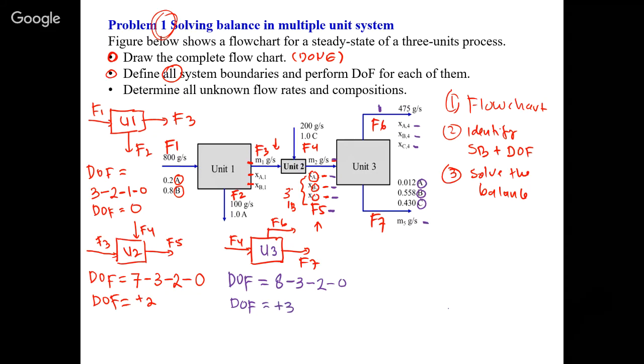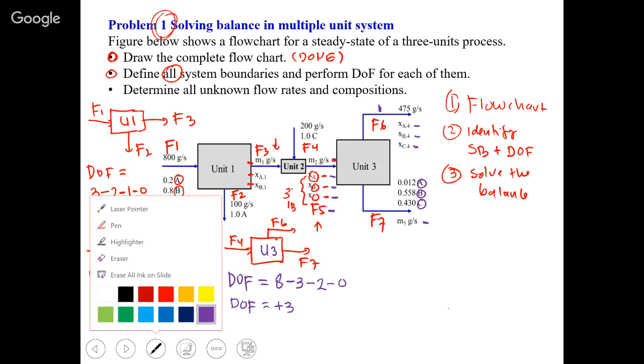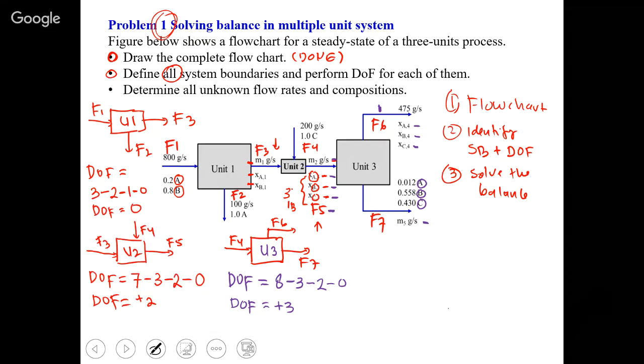Next, what is the other possible boundary? The other possible boundary is a combination of unit 1 and unit 2. What does this mean? It's a combination, so I will choose a different color, green. A combination of unit 1 and 2. So you have another boundary.